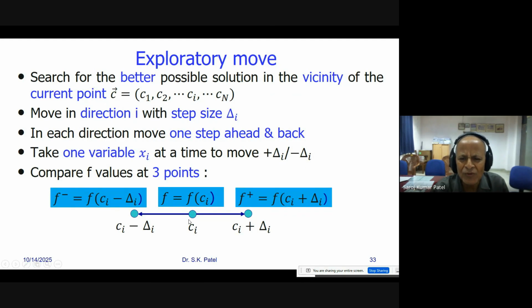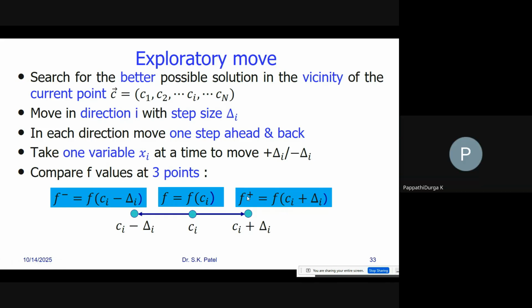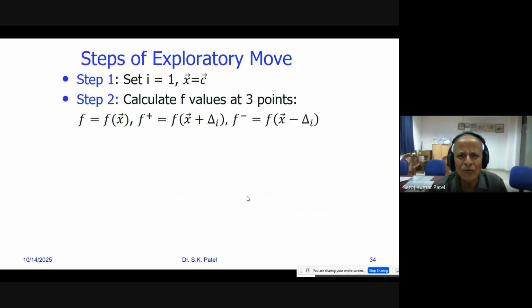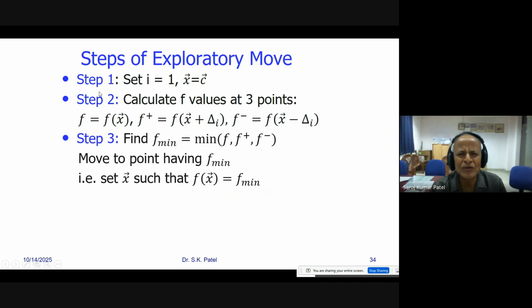So in the exploratory move, if the current point is here, we have to search in every direction. Let's say in this direction, we take one forward step, that is C plus delta, and one backward step, C minus delta. At these 3 points, we find the function values. At the current point, it is F. At the ahead point, it is F plus, F of C plus delta. And at the back point, it is F minus. These three values we will compare, whichever is less and more, and accordingly we take a decision. Since the objective is to minimize, we have to move to whichever point is minimum.